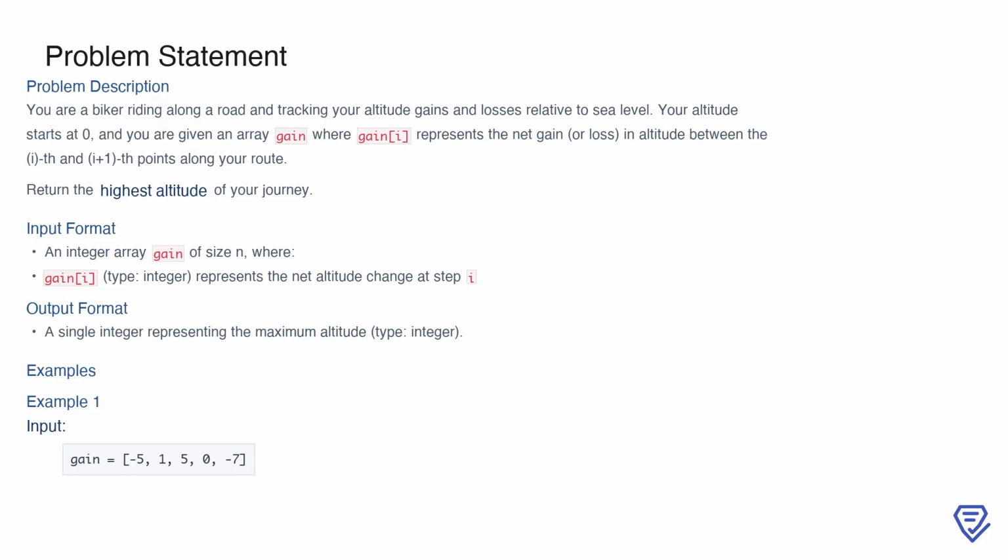The input is the gain array representing these changes, and the output is a single integer that gives the maximum altitude achieved. Let's explore some examples to understand how this works.